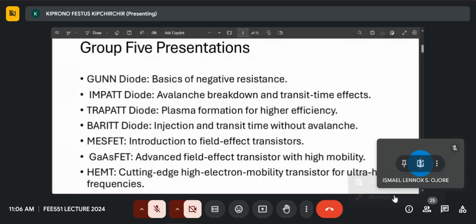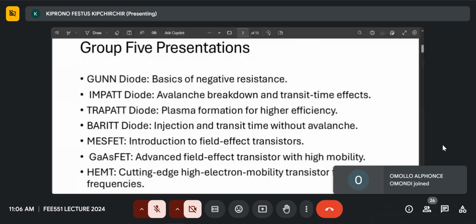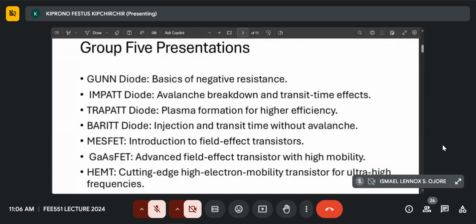We start with the GaN diode presentation, followed by the IMPATT diode, then the TRAPATT, then the BARITT, followed by the MESFET, gallium arsenide FET, and finally the HEMT. So beside each diode that we've indicated here are the areas that we majorly focused on.